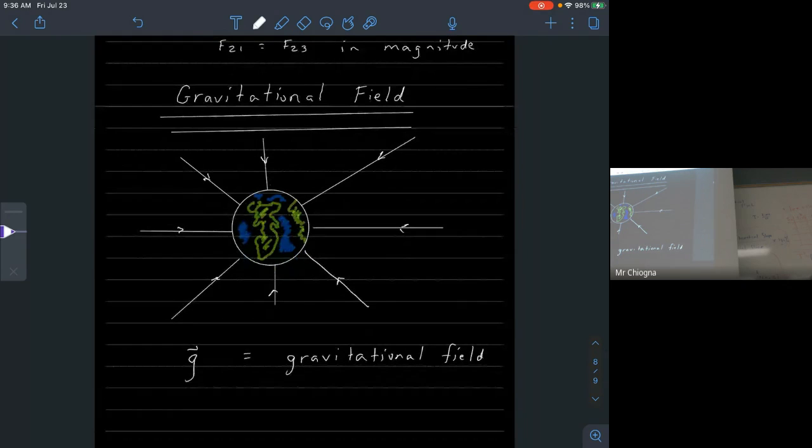It has units of not meters per second squared, although it's equal to meters per second squared, but it's equivalent to that, but the unit is newtons per kilogram. You'll see why it's equivalent. 1 Newton per kilogram is equal to 1 meter per second squared, so they are what we call equivalent units.